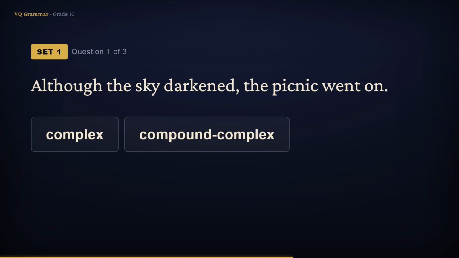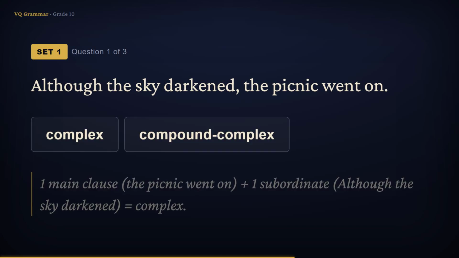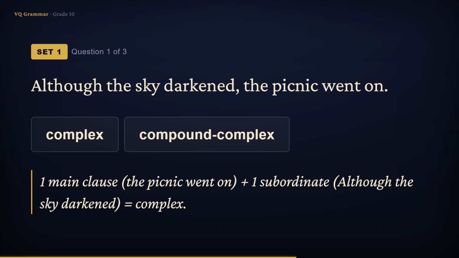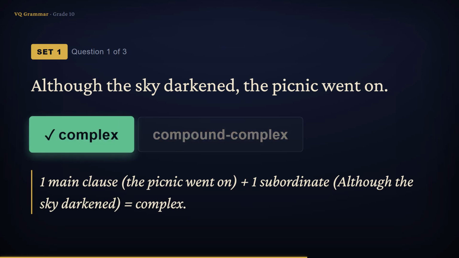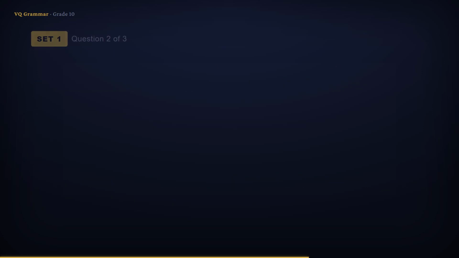Although the sky darkened, the picnic went on. Let's count. Although the sky darkened. That word although leaves it hanging, so it's a subordinate clause. The picnic went on. That stands alone, so it's a main clause. 1 main, 1 subordinate. The answer is complex.